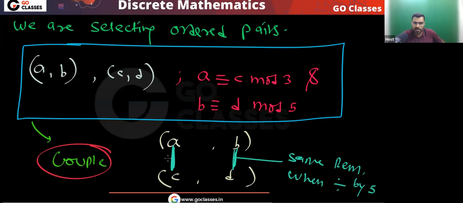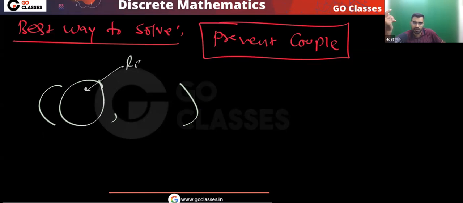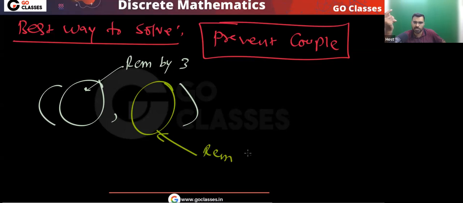Similarly here, the same remainder when divided by 3. We only care about the remainder, we don't care about these numbers. In every ordered pair that we take, I will write the remainder here: the remainder by 3 here, and the remainder by 5 here.